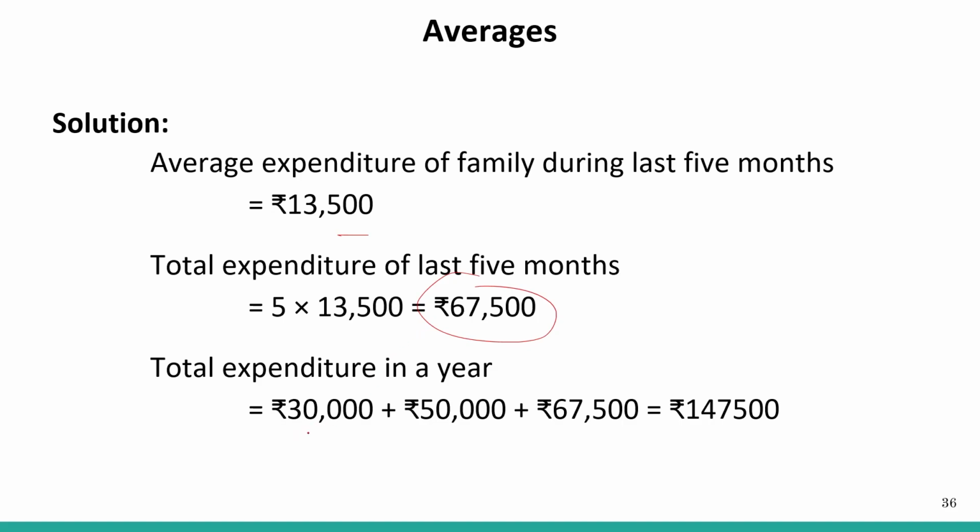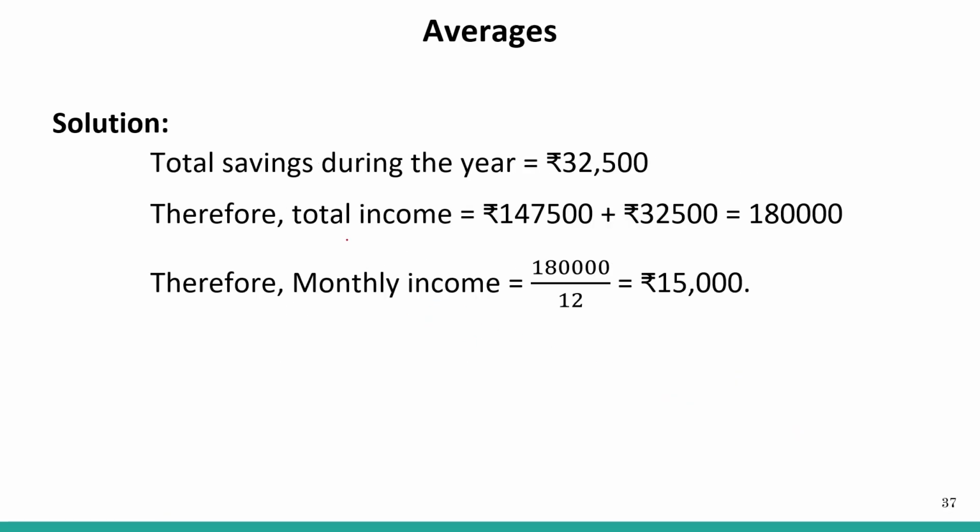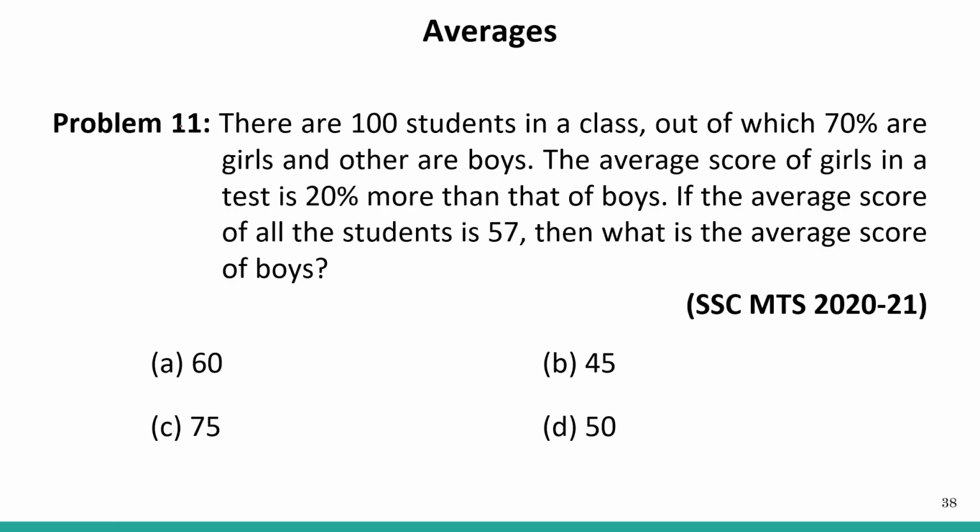So expenditure in a year is equal to what? 30,000 plus 50,000 plus 67,500. It is 1,47,500. So therefore total income will be what? 1,47,500 plus 32,500 is equal to nothing but 1,80,000. So therefore monthly income will be 1,80,000 by 12 is equal to 15,000. Okay. So this is the average monthly income. So let's go forward with problem number 11.